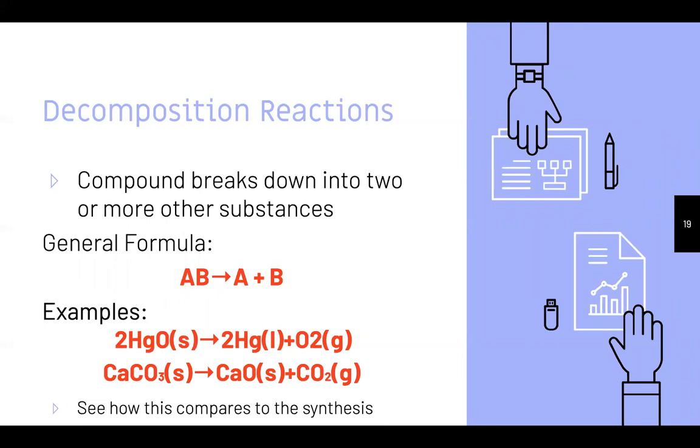Let's see some examples at the bottom. We have HgO yielding Hg plus O. That 2 after the oxygen should be a subscript. I do apologize for that. And we can look at CaCO3 yielding CaO plus CO2. You can see the separating. The second one's a little more complex, but you can definitely see it from the HgO into the Hg and the O.